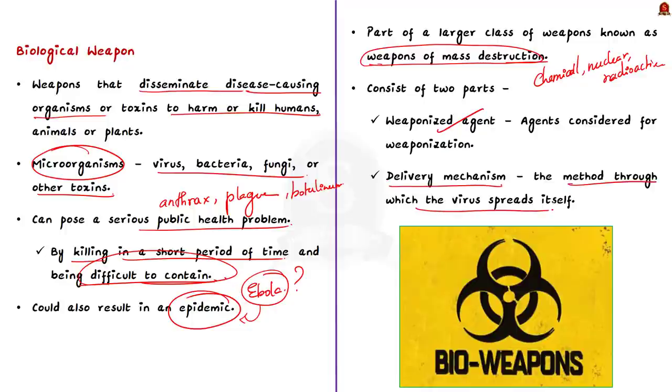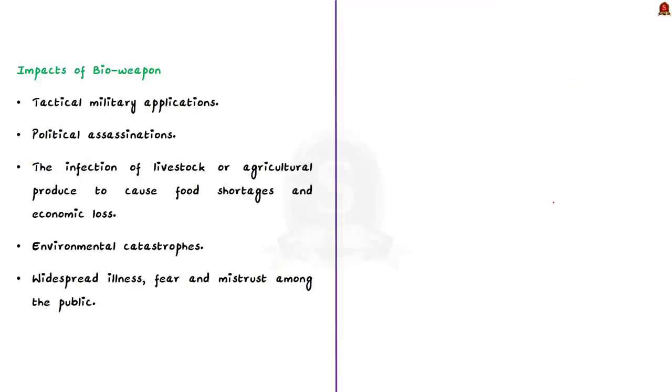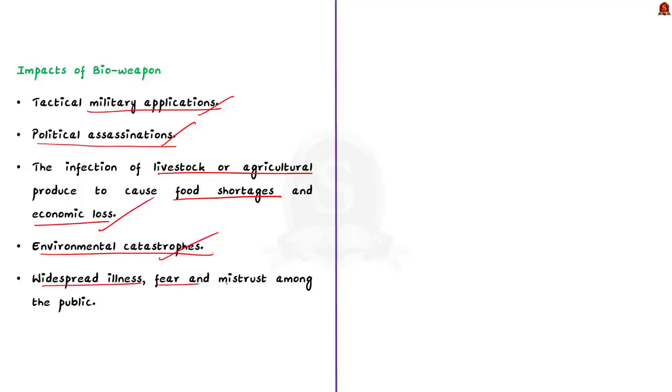So, that's all about the biological weapons. Now, let's see what are all the applications of it. Talking about its application, they have strategic or tactical military applications. Biological weapons can be used for political assassinations, the infection of livestock or agricultural produce to cause food shortages and economic loss, the creation of environmental catastrophes, and the introduction of widespread illness, fear, and mistrust among the public.